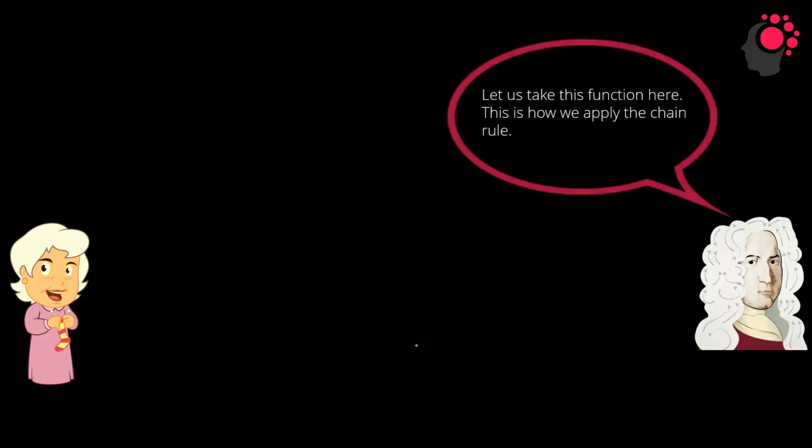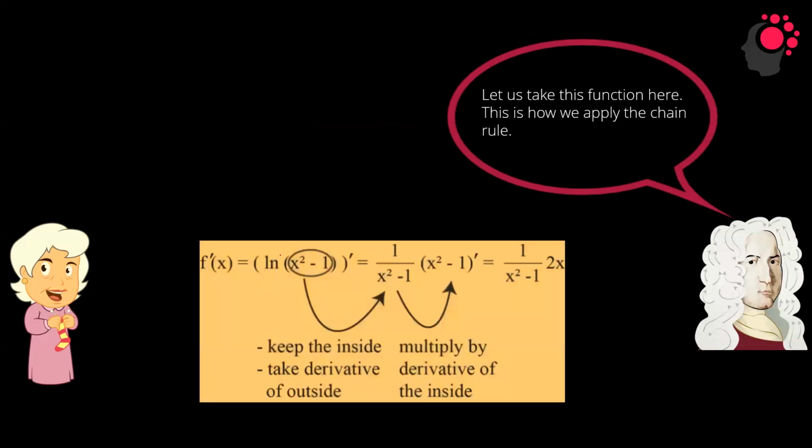Now, Agatha asks, okay, this sounds theoretically fine, but can you just show an example for it? To which Bernoulli says, okay, let us take this function here. This is how we apply the chain rule. Let us take this complex function, ln of x squared minus 1. How we apply the chain rule is, first we differentiate the inner function, as we said, x squared minus 1, right? 1 by x squared minus 1.